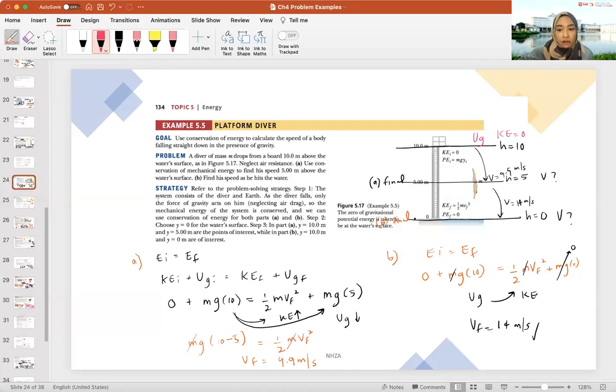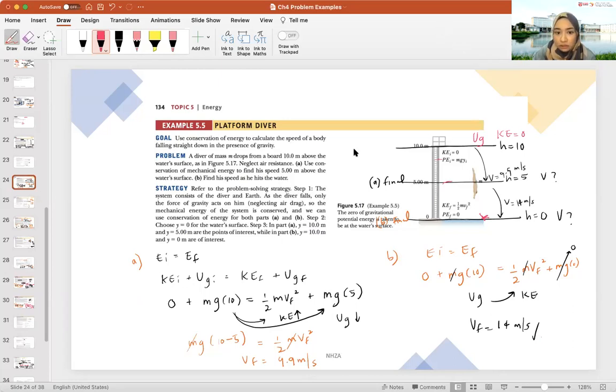When it reaches the reference point, your gravitational potential energy becomes 0. Where is the energy lost to? It is lost and transformed to become kinetic energy. So at this point, you would know that the diver has a greater velocity compared to at this point or at this point. Bila sampai kat hujung, when all the energy is transformed, you know that your KE is the maximum. When your KE is the maximum, your v is also the maximum. Okay, so that was the diver problem.